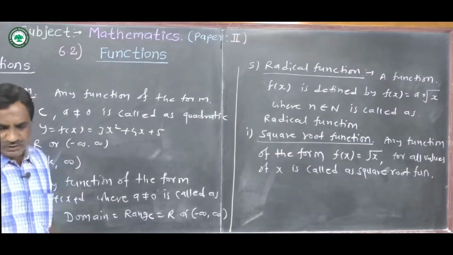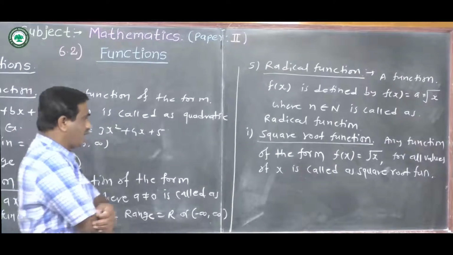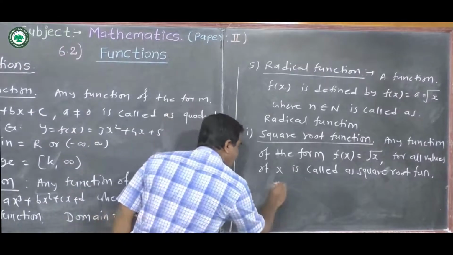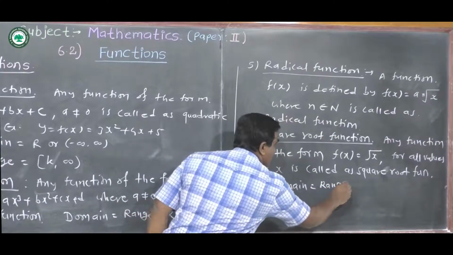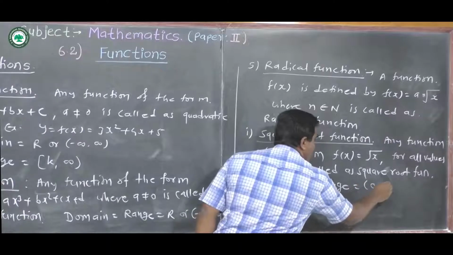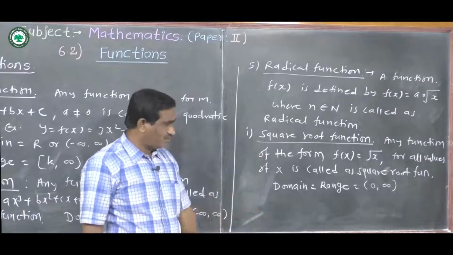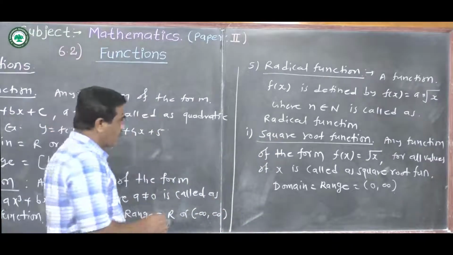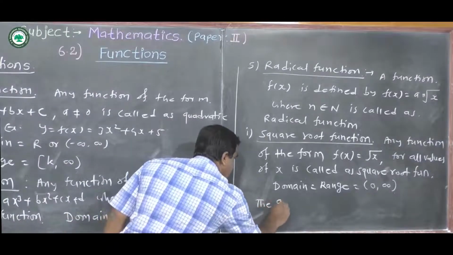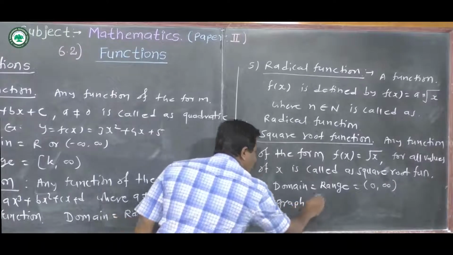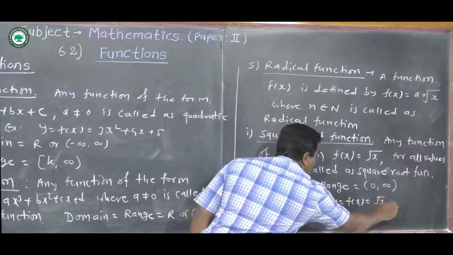We can draw a graph for this square root function also, and the domain and range for this function is the same. Domain is equal to range is equal to open interval 0 to infinity. This is the domain and range for the square root function. Graph for the square root function. The graph for function y is equal to f of x is equal to under root x is.